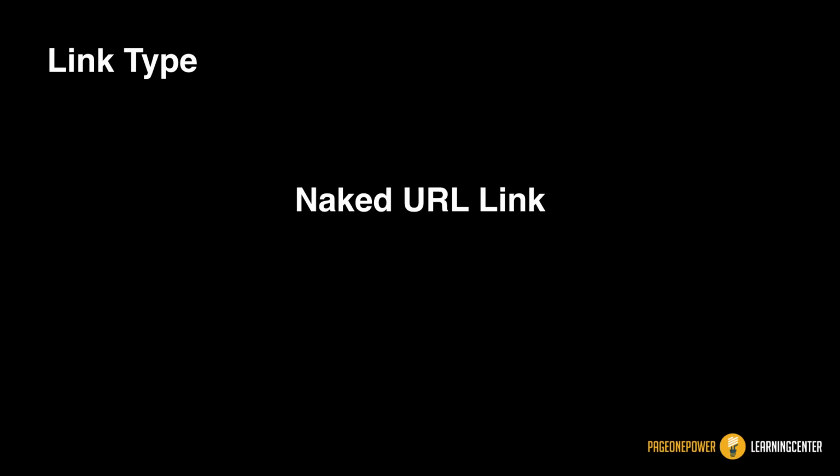Naked URL link. A naked URL is when the full path URL is used as anchor text. Here is an example of a naked URL. These are a very natural way to link, although not as powerful as an anchor text link. Citation link. Citation links are the condensed version of a naked URL. An example would be pageonepower.com. Citation links tend to be more powerful if your web address is the same as your brand name.